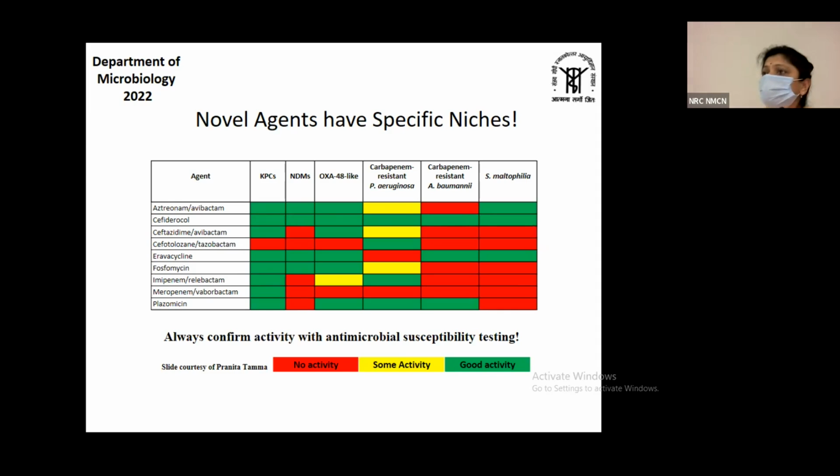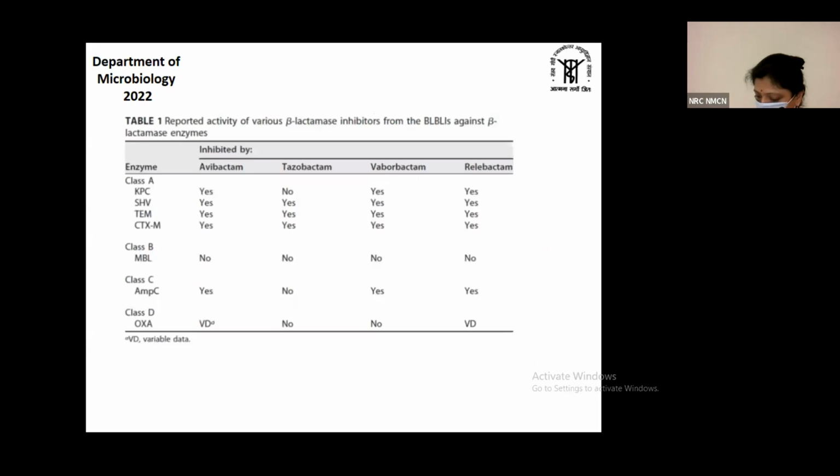So you have to remember which agent has which activity and what are the drugs that we can choose, keeping in mind the local epidemiology or the drug susceptibility report. I have already highlighted this in the previous slide. I will not repeat it. Tazobactam, you have to remember, will not work against your KPC. This is why I repeated this slide. Please understand that if there is a KPC producer and you want to give piperacillin tazobactam, please avoid. Please avoid a tazobactam combination if your isolate gram-negative bug is producing KPC.